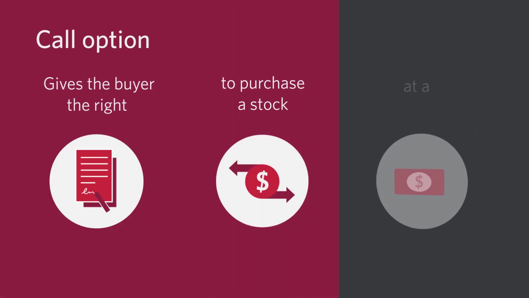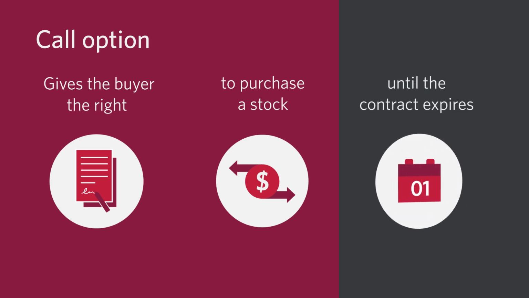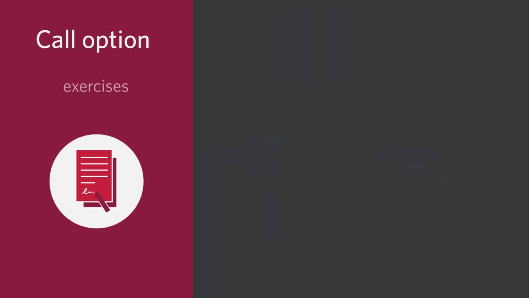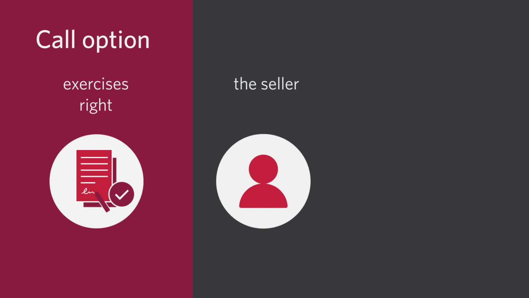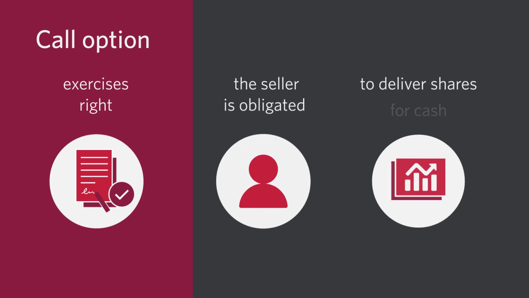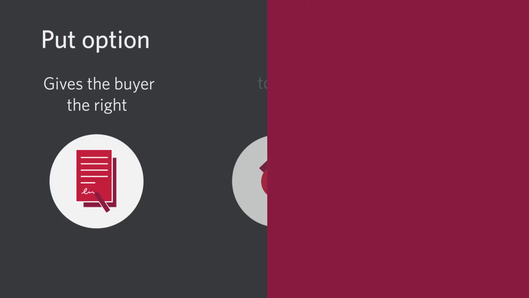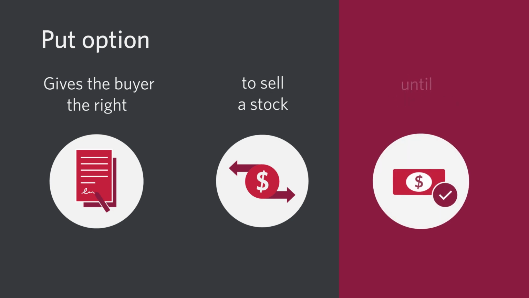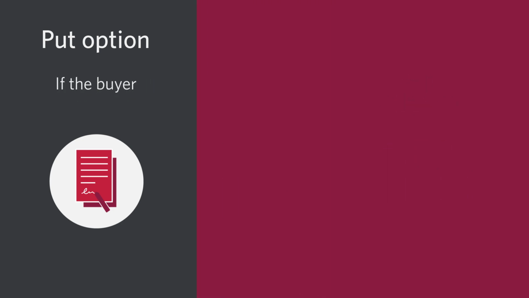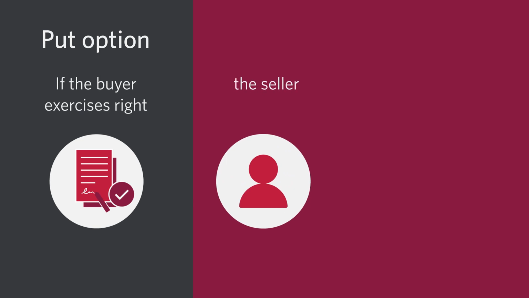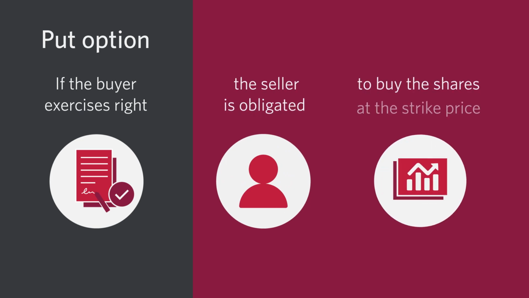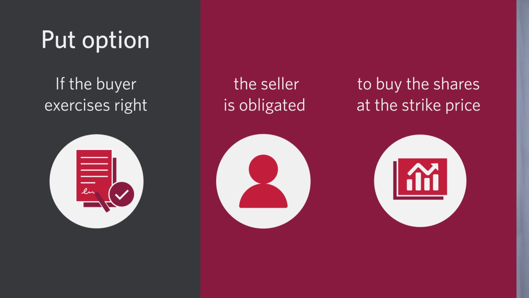A call option gives the buyer the right to purchase a stock at a strike price up until the contract expires. If the owner of the call exercises her right, the investor who sold that option is obligated to deliver shares in exchange for cash. A put option, on the other hand, gives the buyer the right to sell a stock at the strike price up until expiry. If a put option buyer exercises her right, then the option seller is obligated to buy the shares from her at that same strike price. Notice a trend here? Buyers of options have rights, whereas sellers have obligations.